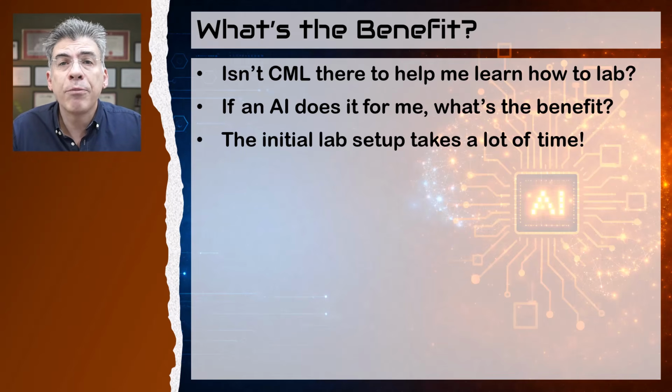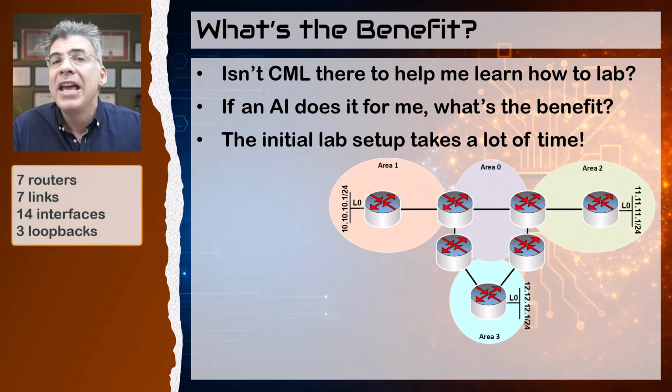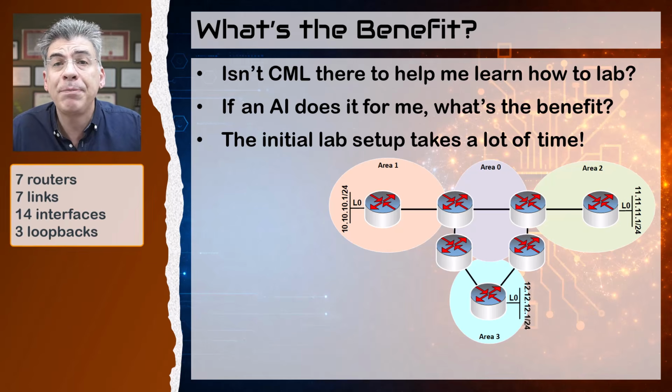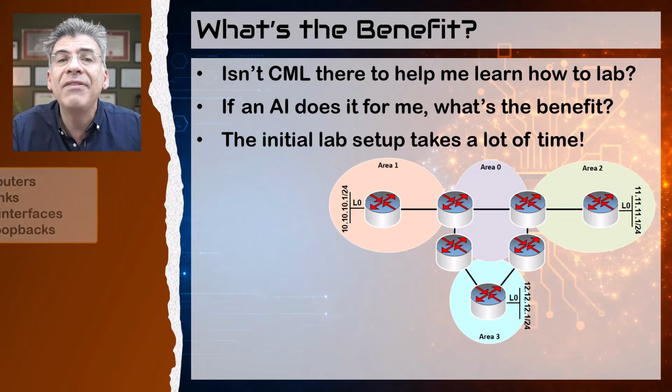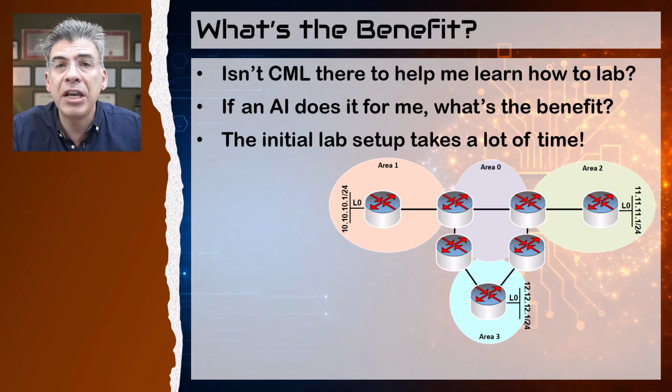You'll notice for our previous lab topology example, we have 7 routers, 7 physical links with 14 interfaces, all requiring IP addresses plus 3 loopbacks. And that's just the topology itself before you even get to any OSPF configurations.